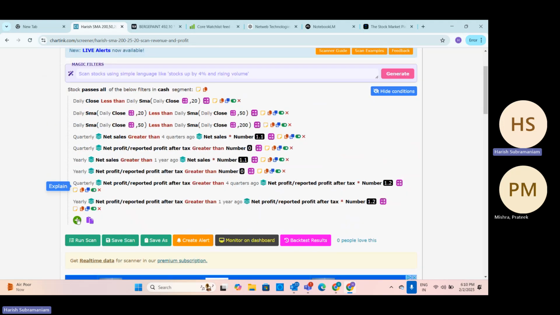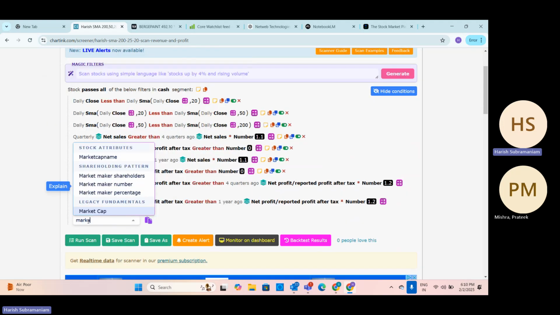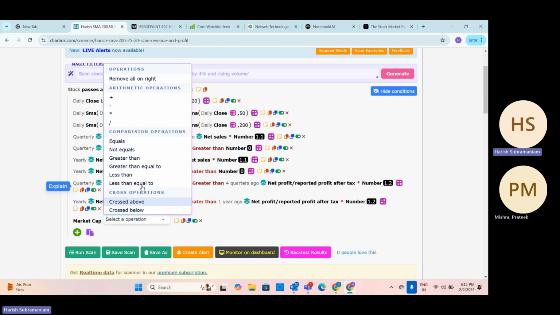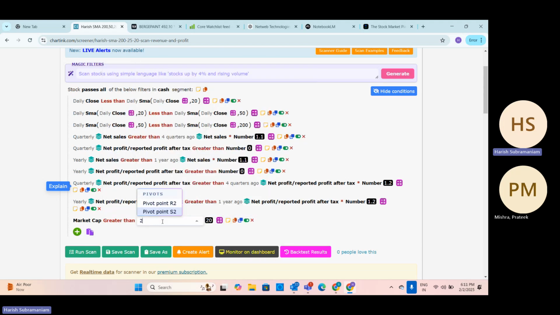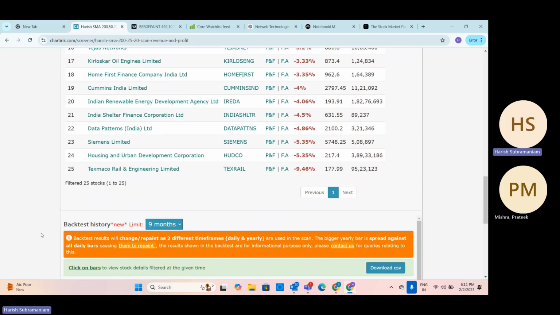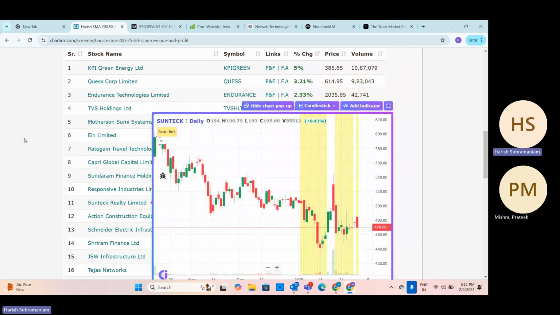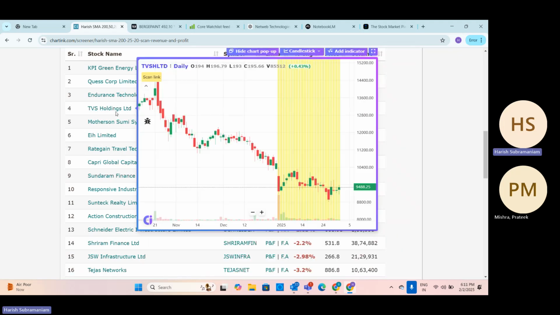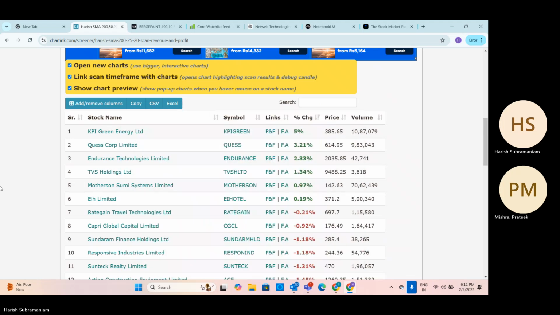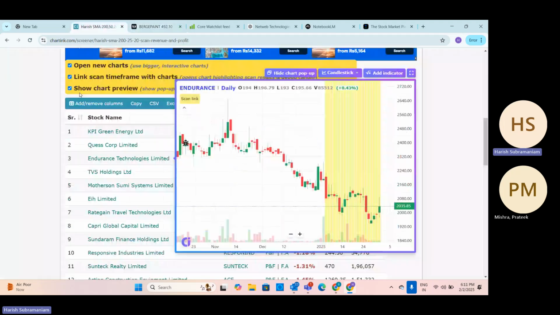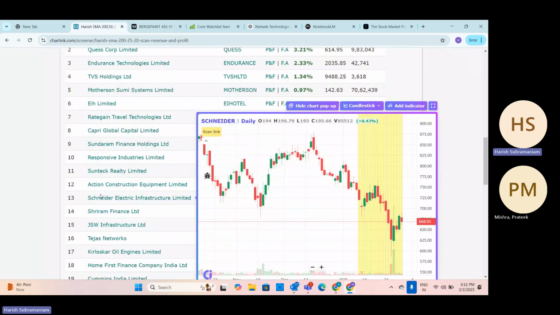If we want, we can even add a condition. I'm not sure if market capitalization is available. Okay, market cap is greater than, let's say, 2000 or 5000. Not 20, it's 5000. And then let's run the scan and see. And then we find about 25 stocks over here. And then we can analyze which stock is doing well. So for example, we can look at any stock, we just open the stock and then we start doing a further analysis.